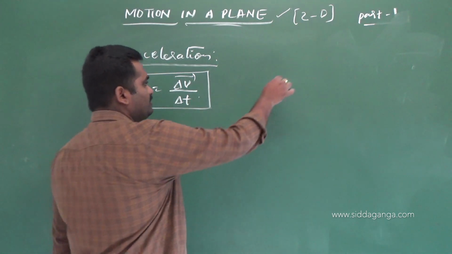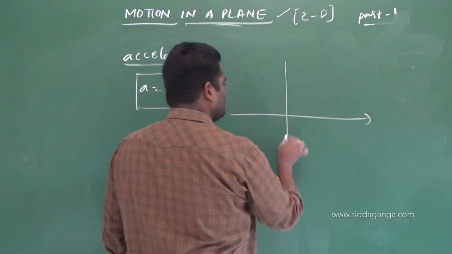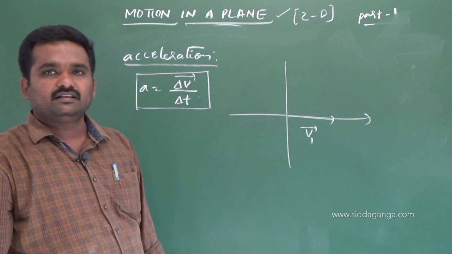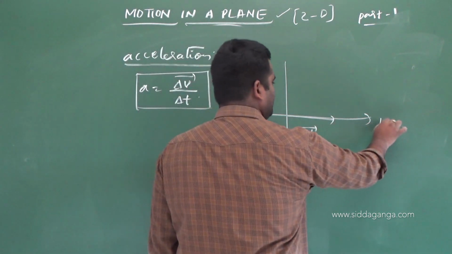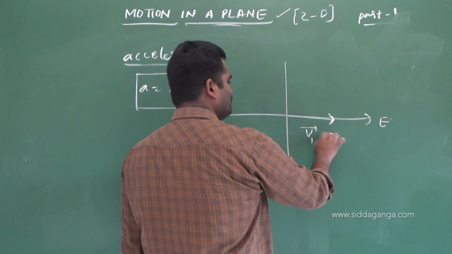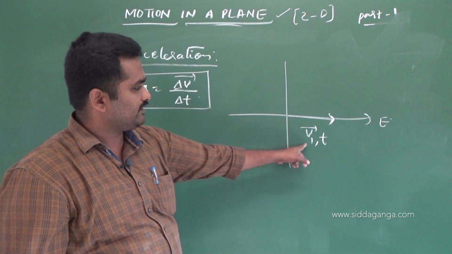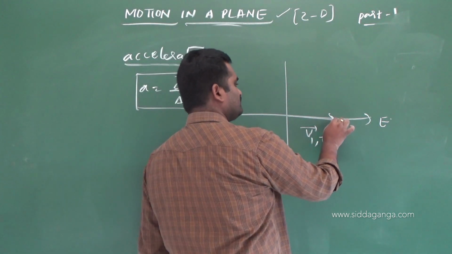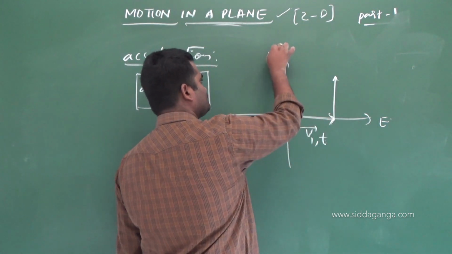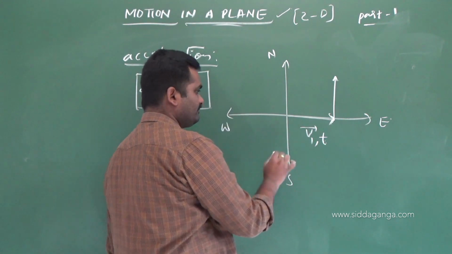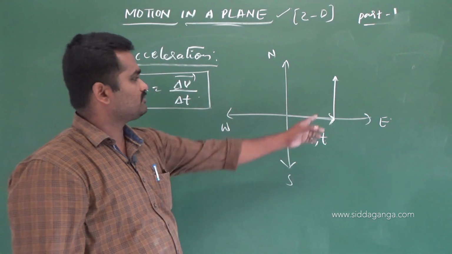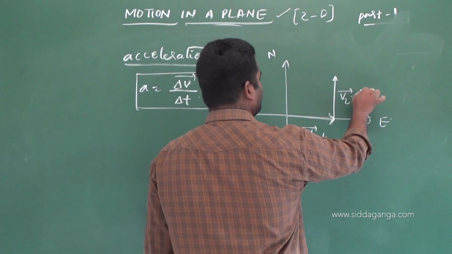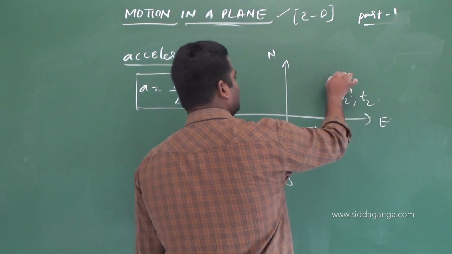I will take the same example which I took earlier once again. A body is moving with a velocity v1 bar for a time of t seconds towards east. Let us say this direction is north, this is west and south. After t seconds it turns towards north and travels with a velocity of v2 for a time of, I will say, some t2 seconds.